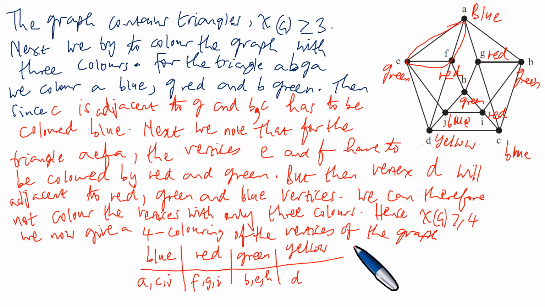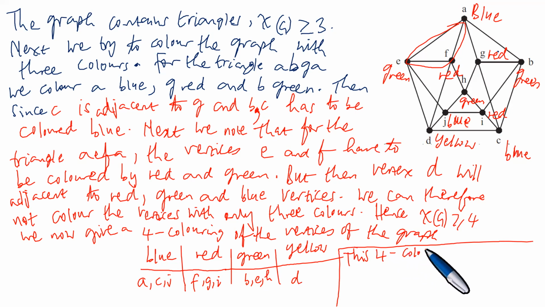So what is the conclusion out of everything here now? Here comes the conclusion: these four colorings show that chi of G, which is the chromatic number of G, is four or less. So we needed four colors or less.